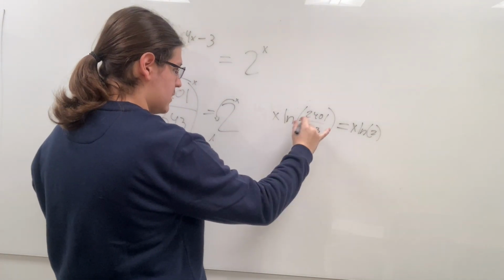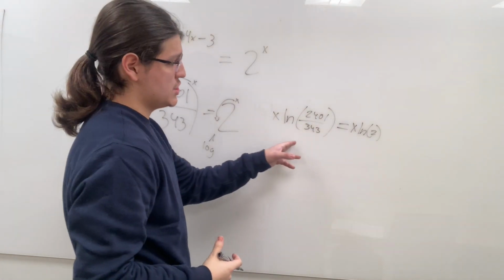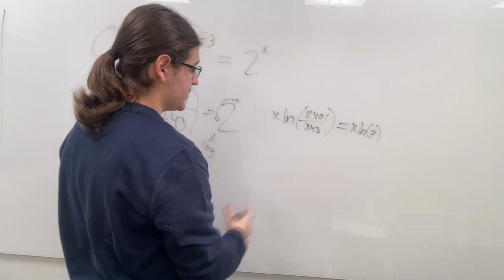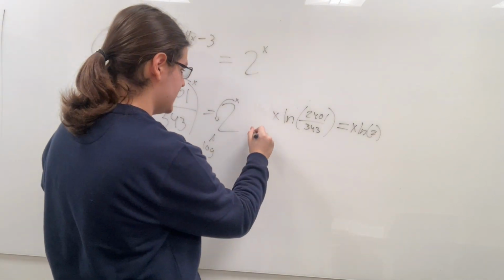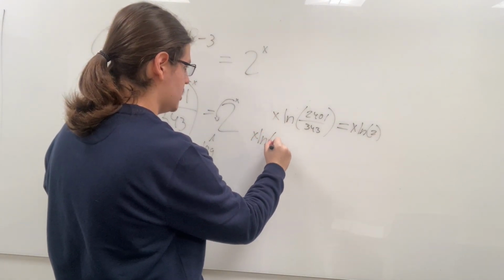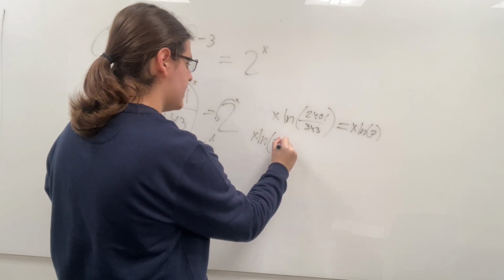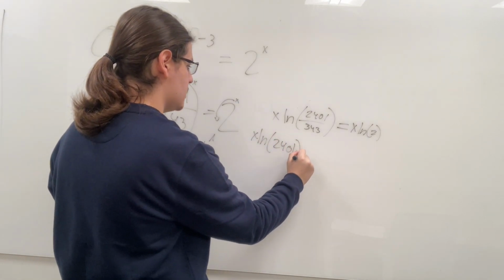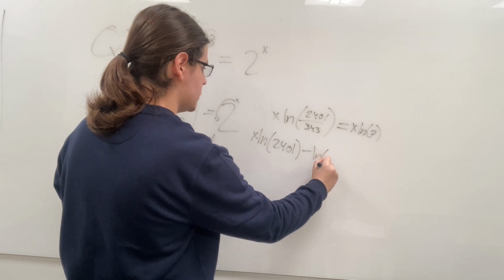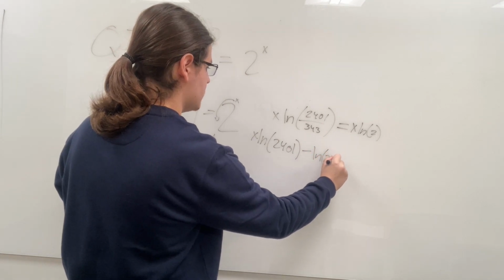We can expand this out. When division is in logs, we can change it into subtraction of log. So we can get x ln 2,401 minus ln 343.